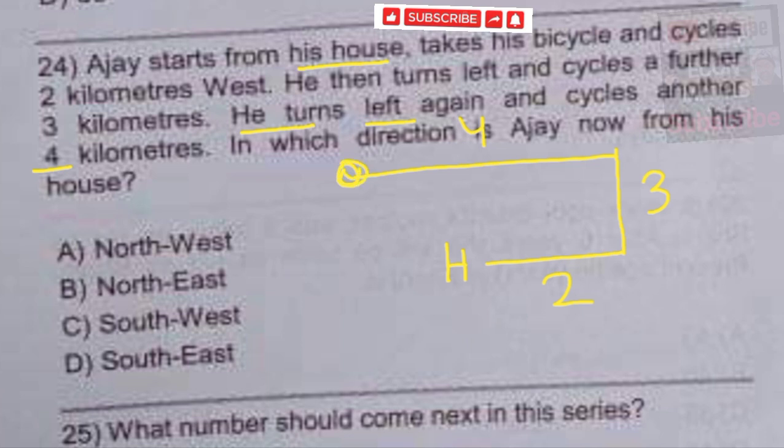So this is his final position. This was his original position. The options are northwest, northeast, southwest, and southeast. So here this is east. From this he goes north. So up to this we can easily see the final position of Ajay would be this is north and this is west, so the correct option would be northwest.